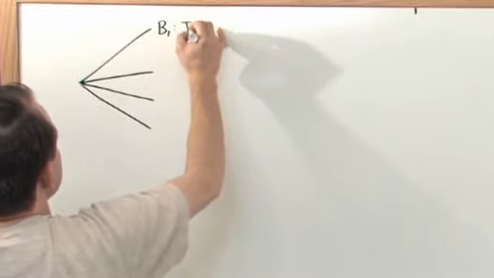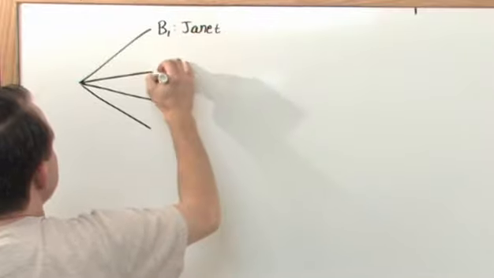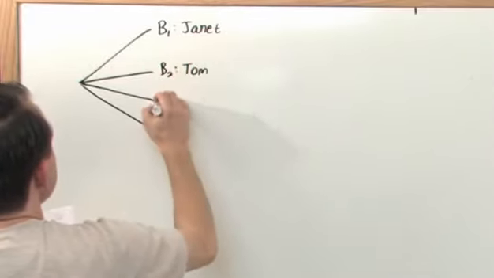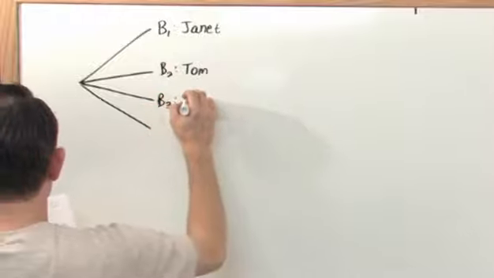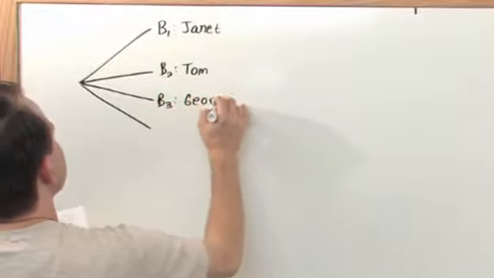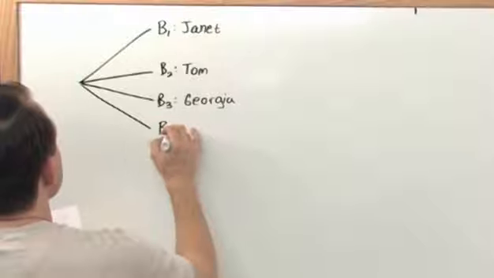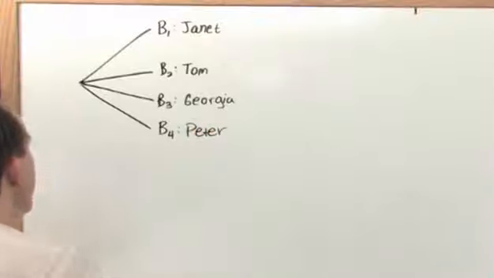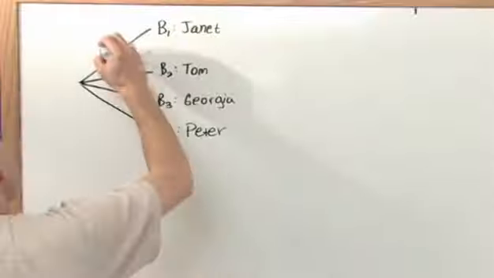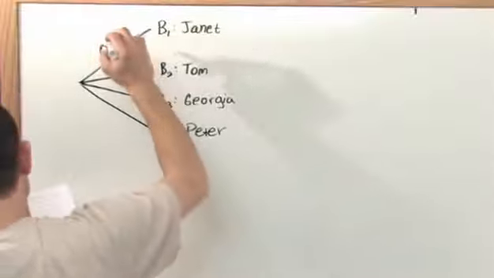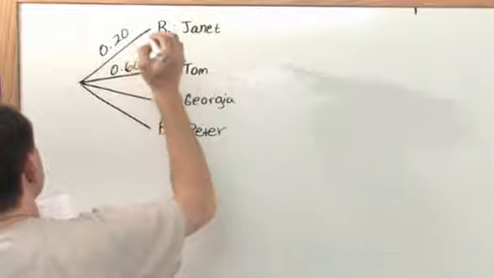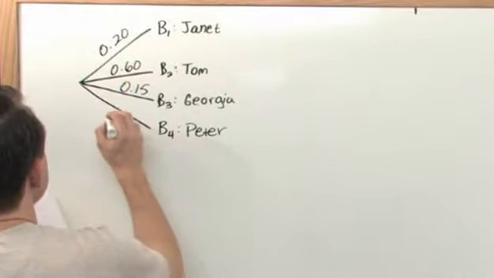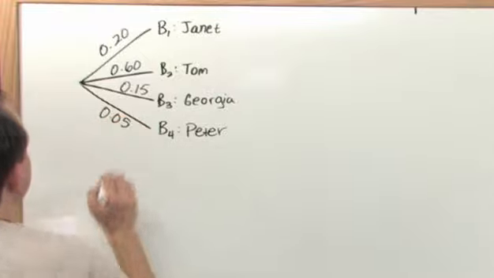B1 is Janet, and B2 is actually Tom, and B3 is, I believe, Georgia, and B4 is Peter. Okay, and we know that in this small town, 20% of the people go to Janet, 60% go to Tom, 15% go to Georgia, and 5% actually go to Peter.